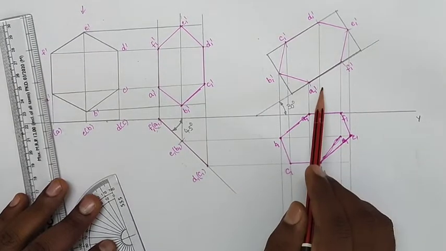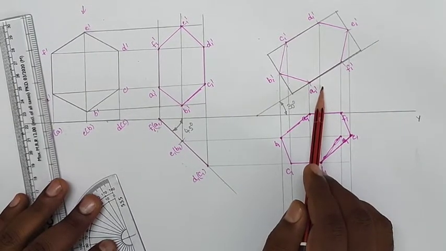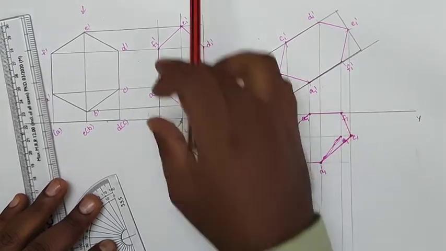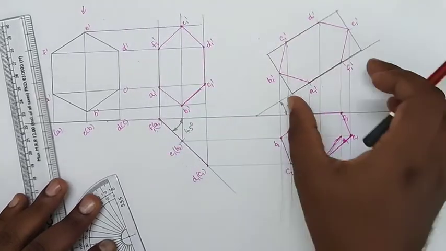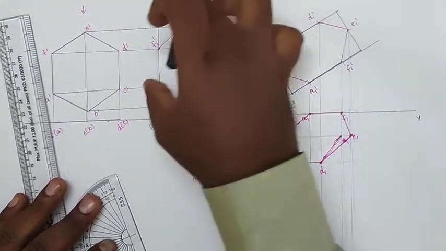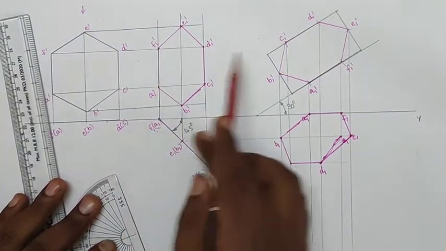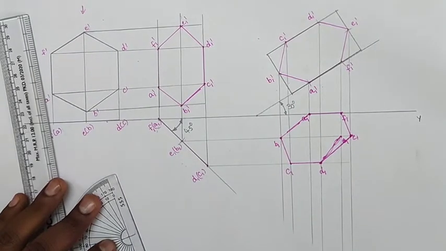How can we locate and construct the box? So A dash and F dash. This A dash and F dash length, we will draw in an inclined manner and construct the box. After that we can locate all the points here.